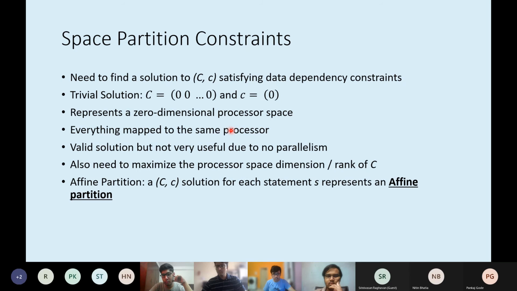I define affine partition. Let's say I have all of the statements that I want to analyze. The capital C, small c solution for each statement S represents an affine partition. So it is basically a list of all the capital C, small c solutions, one for each statement.